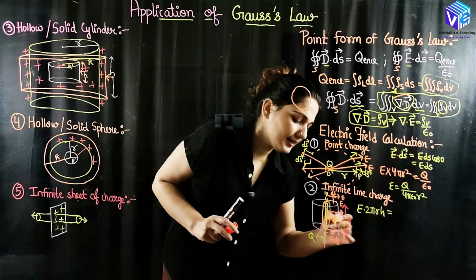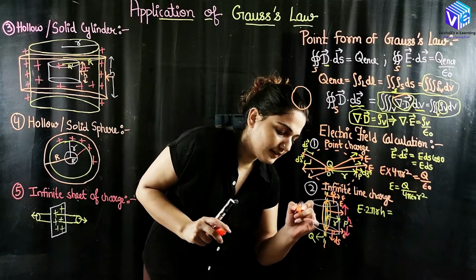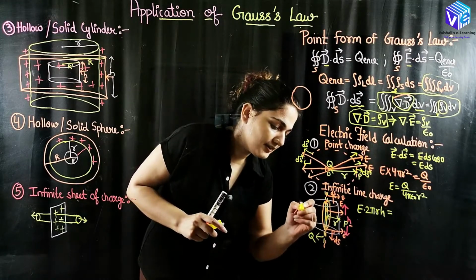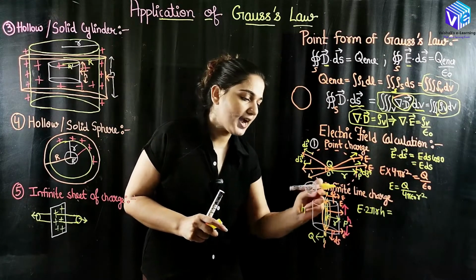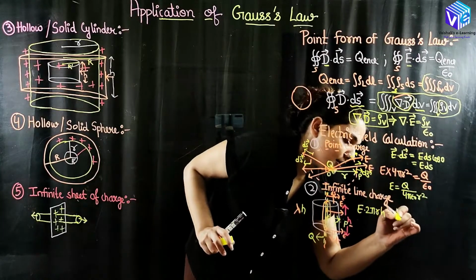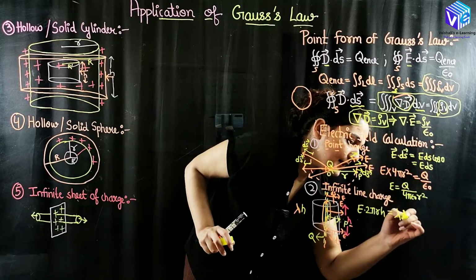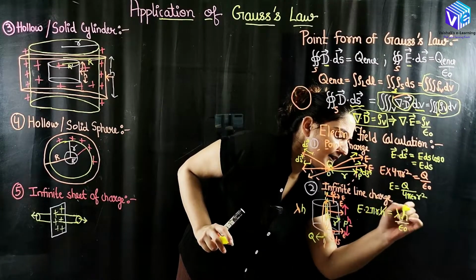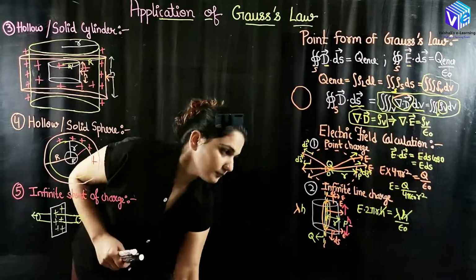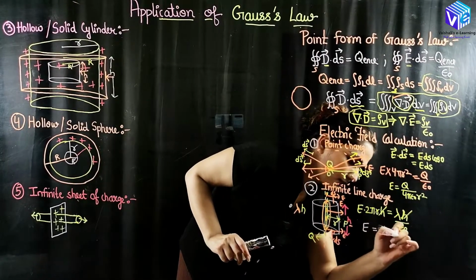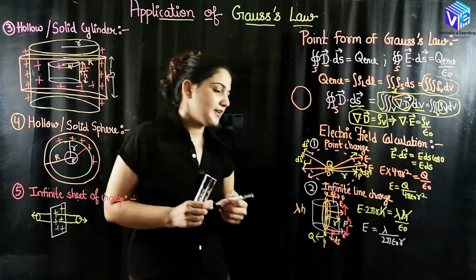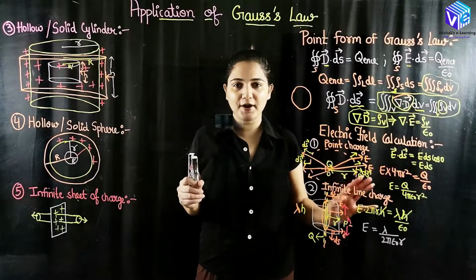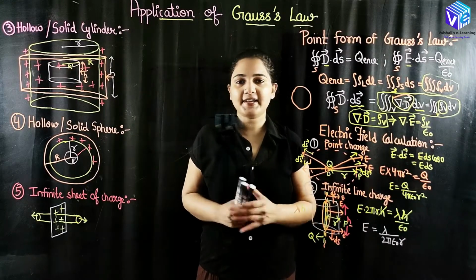So if I take lambda as my line charge density, and multiply this lambda with h, I will get the charge in this enclosed surface. So I will be equating it to lambda into h upon epsilon naught. So h and h will get cancelled out. E will be equal to lambda upon 2 pi epsilon naught r. I hope you understood how I found the electric field due to the infinite line charge.